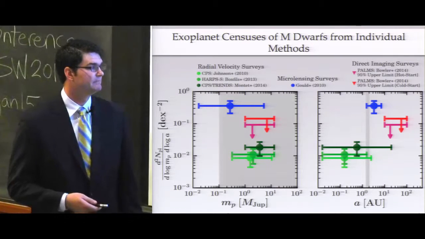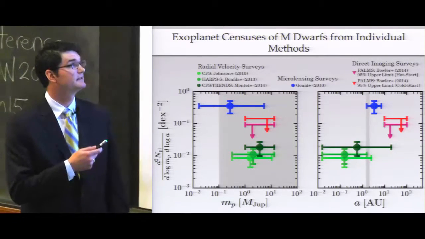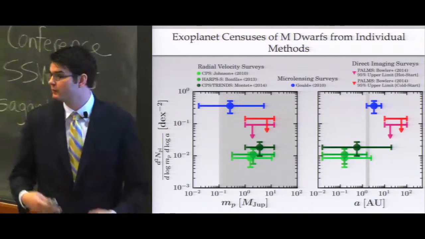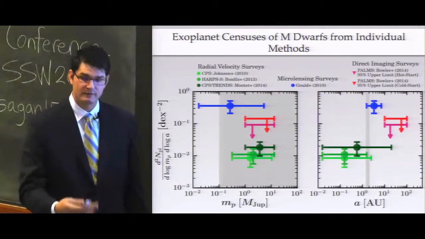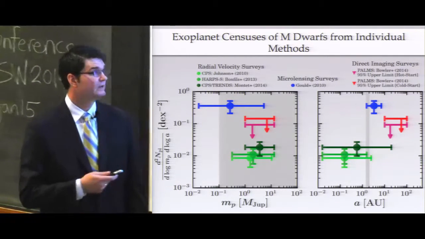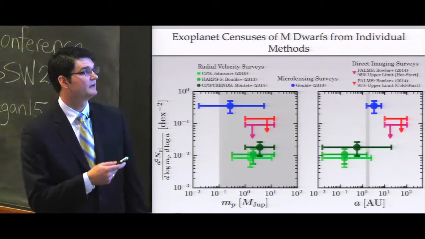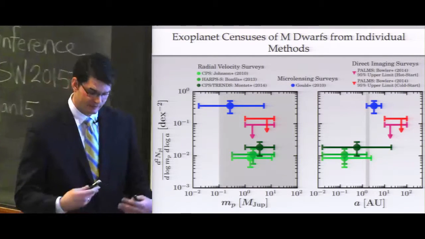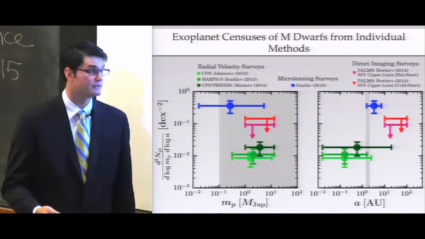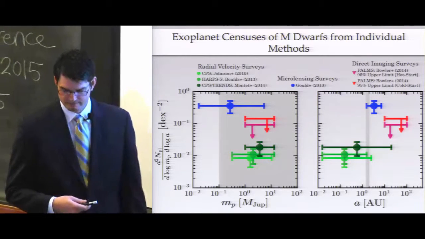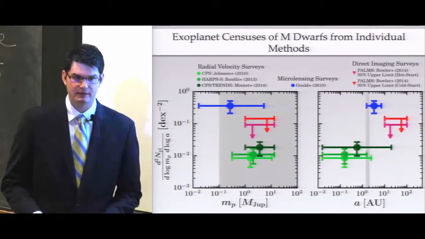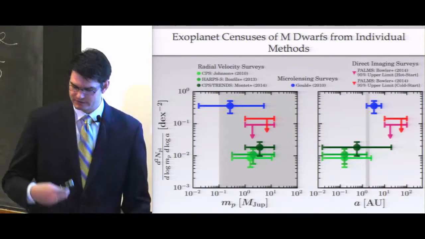these measurements are made. Now, on the other hand, microlensing finds a frequency of giant planets that is more than an order of magnitude larger than that inferred by radial velocities. And also included on this plot are upper limits on planet frequency from the Planets Around Low Mass Stars, or PALMS, direct imaging survey.